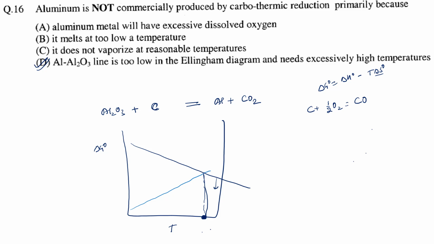Now if you look at the other options, aluminum metal will have excessive dissolved oxygen: there is no issue with this. It melts at too low a temperature: now this is not the perfect reason. It does not vaporize at reasonable temperature. So A, B and C are not reasonable reasons, only D is the reasonable reason.